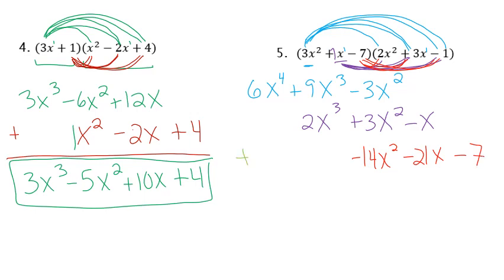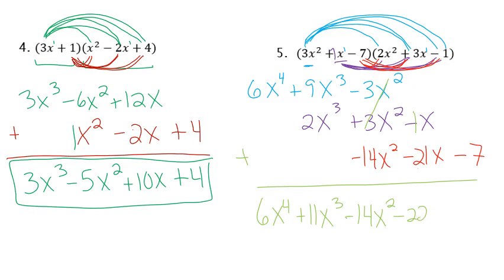And then finally, we can just add all this straight down. So we get 6x to the fourth. 9 plus 2 is 11x to the third. Negative 3 plus 3x is 0. This cancels out. Minus 14x squared. Negative 1x plus negative 21 is negative 22x. And then minus 7. So this would be our final answer right here.